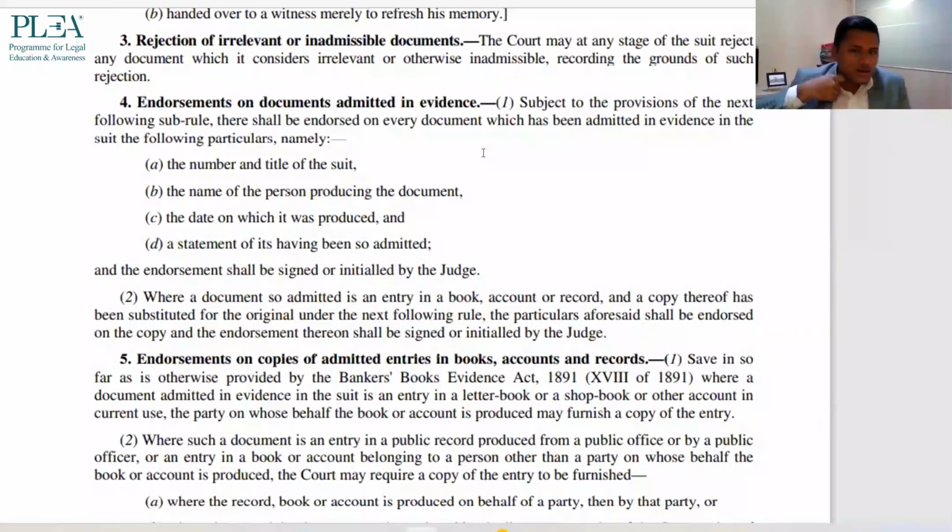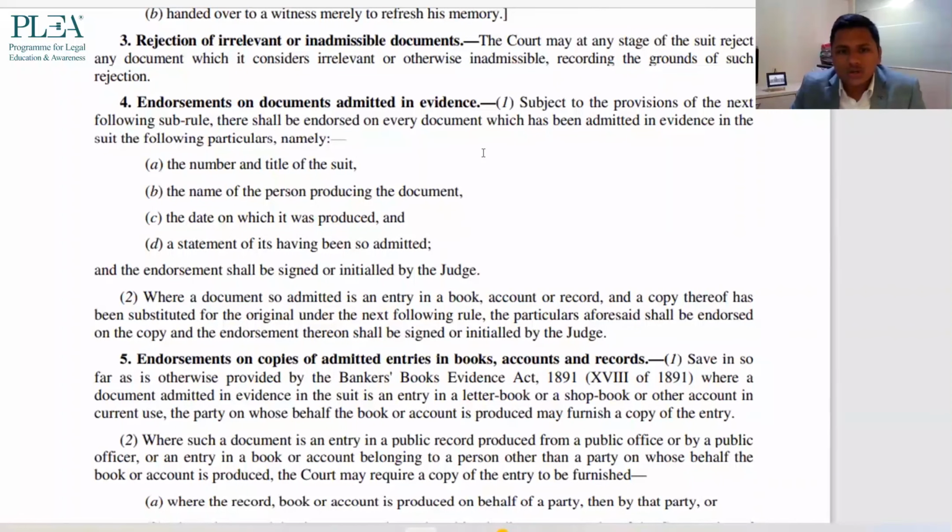See Rule 4, endorsements on documents admitted in evidence. Subject to the provisions of the next following sub-rule, there shall be endorsed on every document which has been admitted in evidence in the suit the following particulars, namely the number and title of the suit, the name of the person producing the document, the date on which it was produced, the statement of its having been so admitted, and the endorsement shall be signed or initialed by the judge.